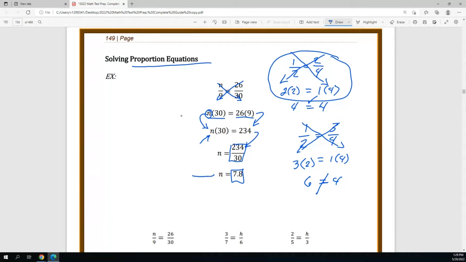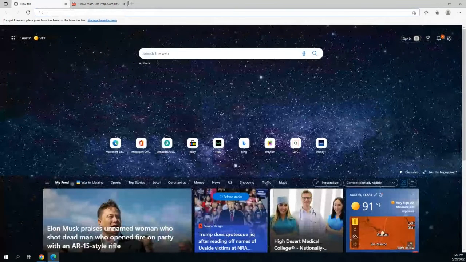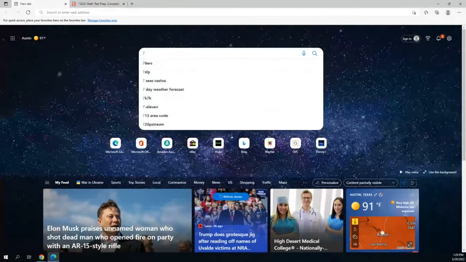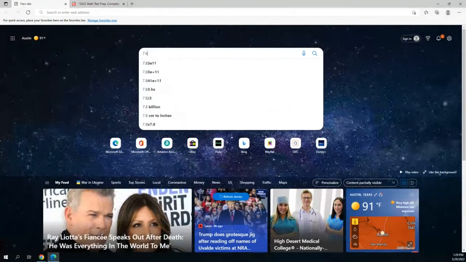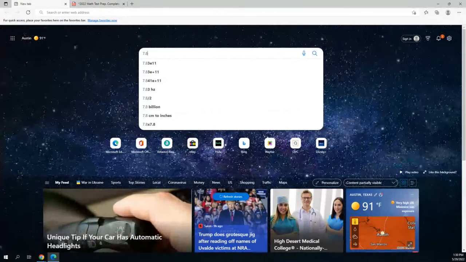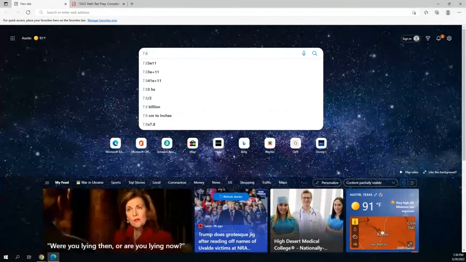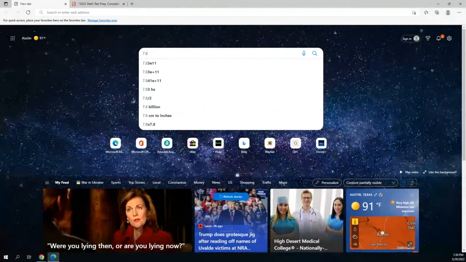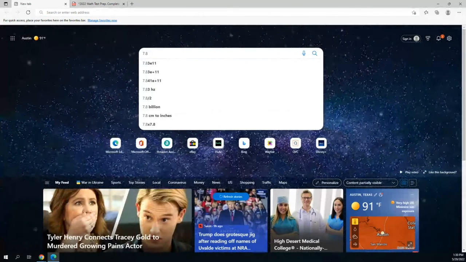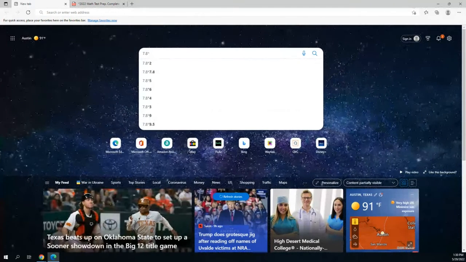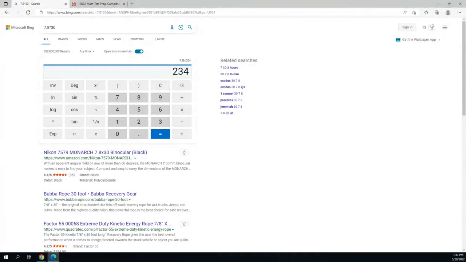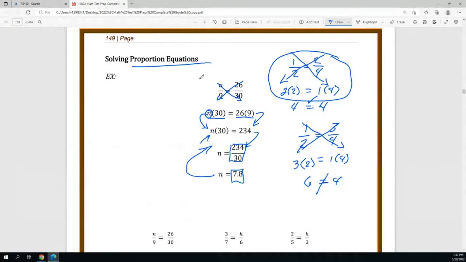If you want, we can check. Let's see if 7.8 times 30 gives me 234. I'm going slow, sorry. Using my keyboard, I have to find the times button. I don't really use this. There we go. Sorry. There it is, 234. So it is true. And that's how you do this.